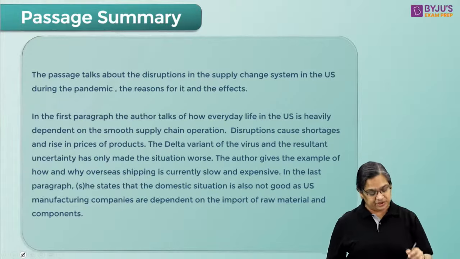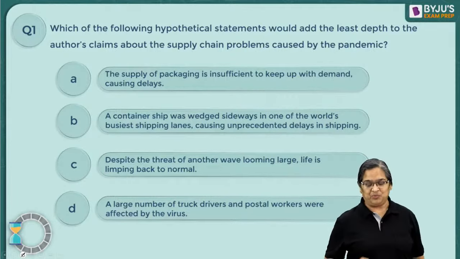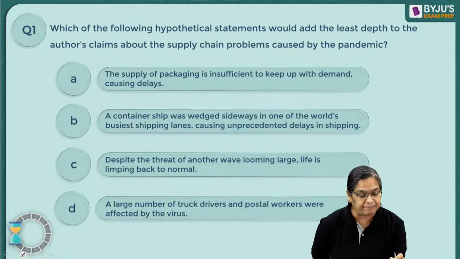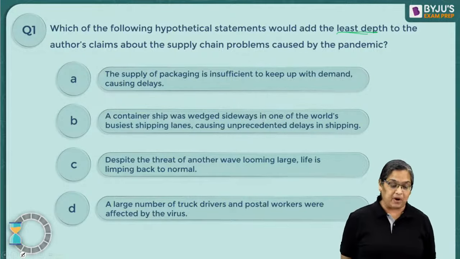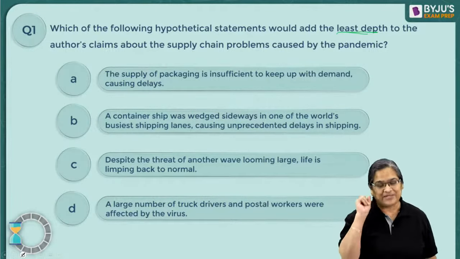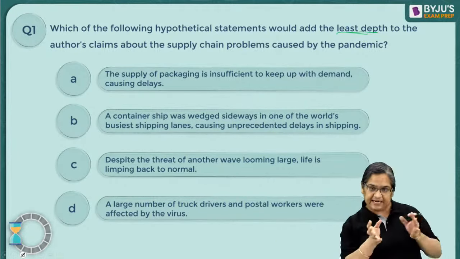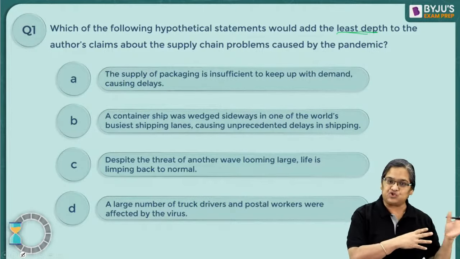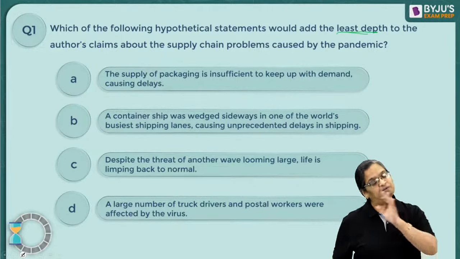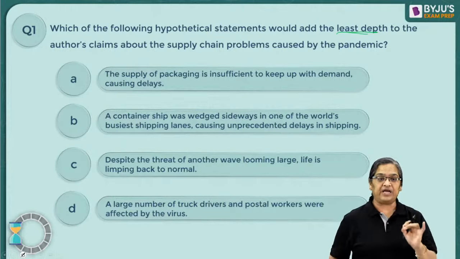Now let's see how many questions we can answer keeping this summary in mind. Do we need to go back to the passage? I will take you back to the passage. Question number 1. Which of the following hypothetical statements would add the least depth to the author's claim about the supply chain problems caused by the pandemic? Keep this rule in mind. Understand the question. Which one adds least depth means which one does not strengthen the passage. Adding depth to an argument means making it stronger. The question is asking, identify the option which will not make it stronger or which will make it weaker. Either it will not strengthen, it could be irrelevant, or it can weaken. We are looking for that option.